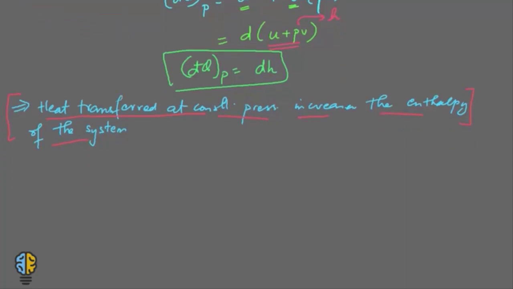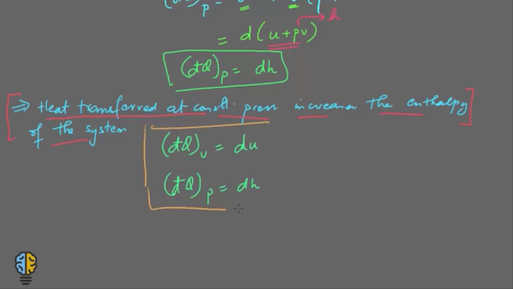So to summarize it, let me write down the two expressions. So dq at constant volume increases the internal energy, and the dq at constant pressure increases the enthalpy of the system. So this is something worth remembering.